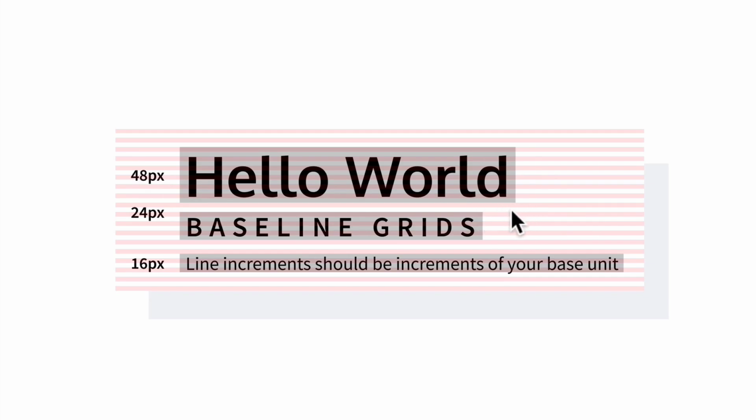So we got 4 pixel here, 4 pixel here. So we got 8 pixel spacing between the top and the bottom here. And we got 12 between the subheader and the copy. So this creates this vertical rhythm that really helps to create consistency throughout your whole piece. Let's jump into responsive grids in Figma.